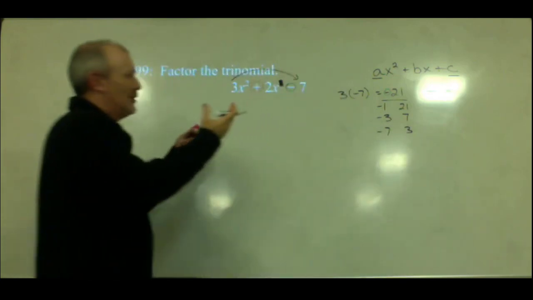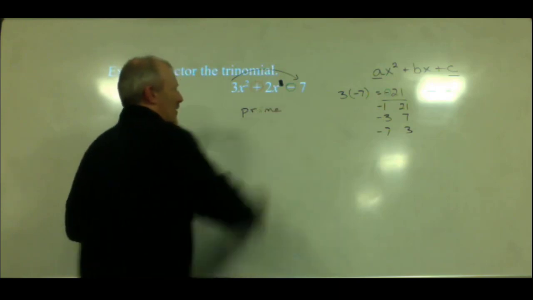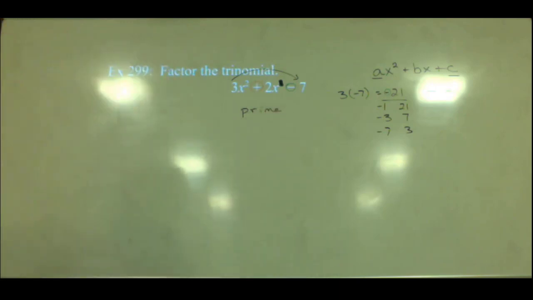So what does that tell us? This one is prime. Either prime or not factorable. No solution really doesn't apply here because we're not solving anything. Okay. Does that make sense? Prime or not factorable. Prime is easier. Just say prime.